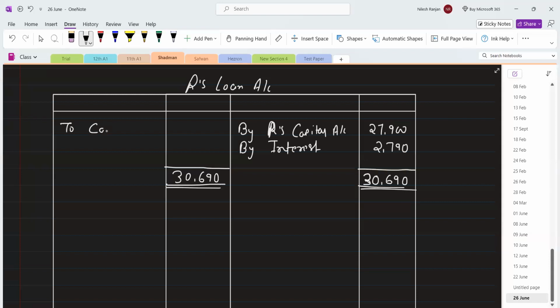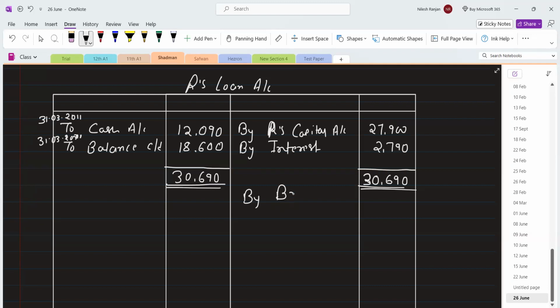The first installment will be paid on 31st March 2011. It will be 9,300 plus this interest, 2,790, so 12,090. So we will write here to balance c/d. Actually, the date is also written, so it will be 31st March 2011. Here we will write by balance b/d 18,600. Now the interest will be 1,860, 10%.